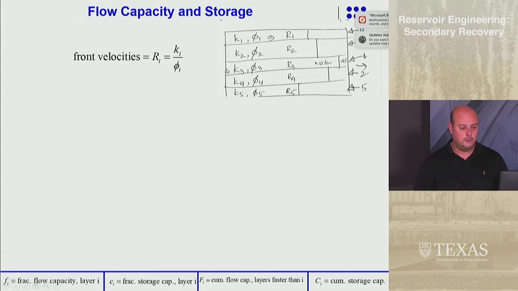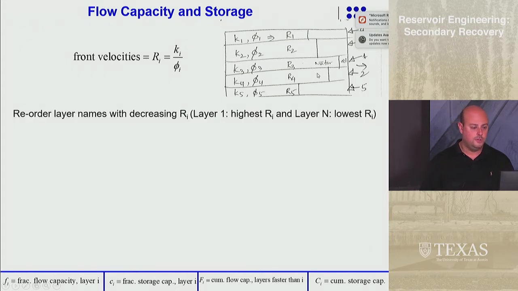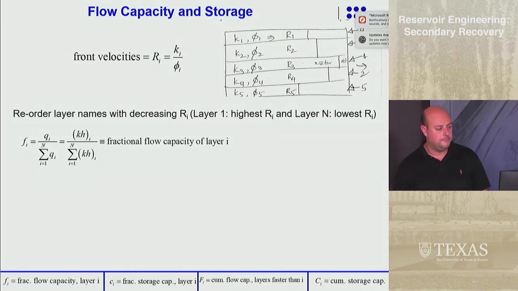Maybe R3 is the highest. So what you can do is reorder those, right? You might want to put the greatest at the top. So this one, K over phi, is the largest. So you make this number 1, and the second one number 2, this one number 3, this one number 4, and this one number 5. I haven't given numbers, but I'm just saying that's what it would be. And then you define some variables here.